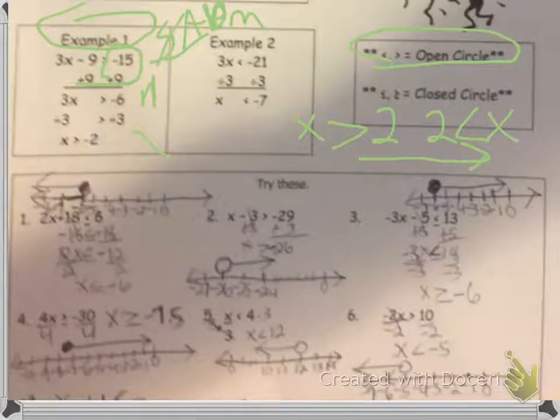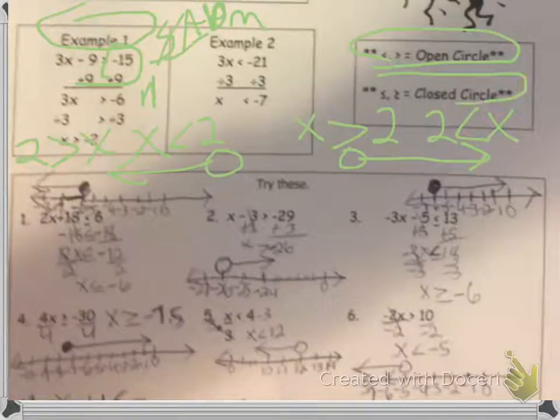So if we had less than 2, that goes to the left. Alright, and that's an open circle. So you'd have open circle on that graph. Greater than or equal to and less than or equal to, it still goes the same direction here, but instead of having an open circle, the circle will be closed, and we'll show that in just a second.